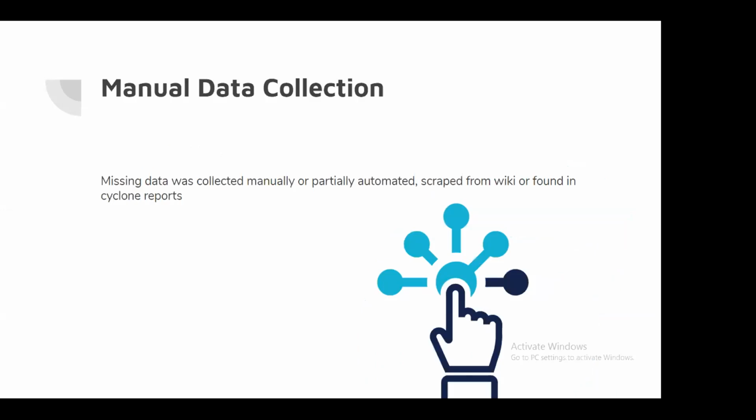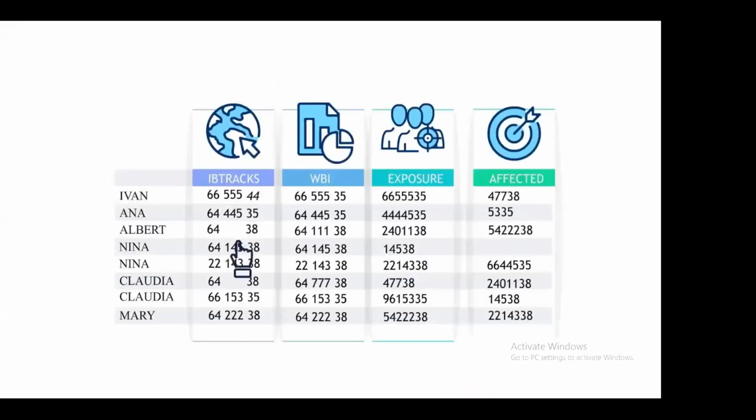And of course, the data sets weren't perfect. We still had to do some manual search. For example, if we have something in IBTrACS and maybe have something about the target label, which is population affected, we may be missing something in between, and we had to scrape some data from Wikipedia or do just manual search or find some reports from the country about the cyclone to fill in the data.